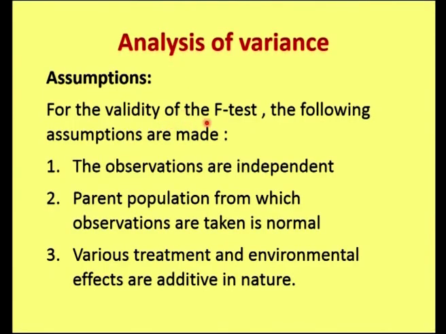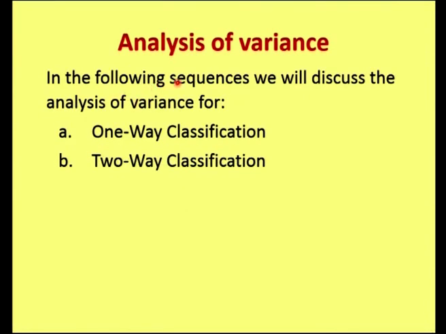And we have the assumptions to carry out the analysis of variance. For the validity of the F test under analysis of variance, we have 3 important assumptions. The observations are independent, the parent population from which the observations are taken is assumed to be normal, and various treatments and environmental effects are additive in nature. And the sequence in which we are going to study analysis of variance is given. So, first we are going to discuss one-way classification, and the second topic is two-way classification.